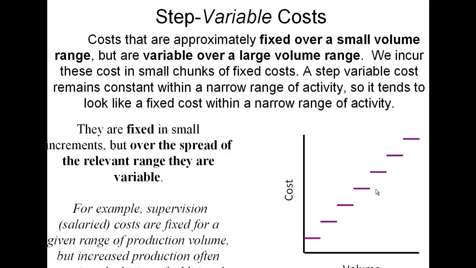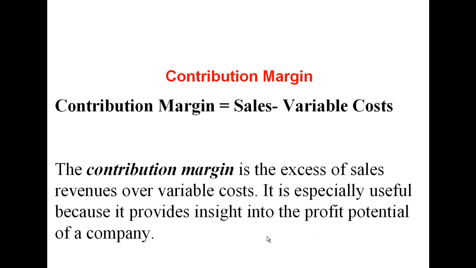There's all types of different graphs we could put together to show different types of costs, but these are some of the more common. I'd like to take a minute here to talk about the contribution margin. What the contribution margin is, it's simply the difference between the sales and the variable cost, right? And this is pretty cool because, like I said before, it's very useful in providing insight into the profit potential of a company. So let's take a look here.